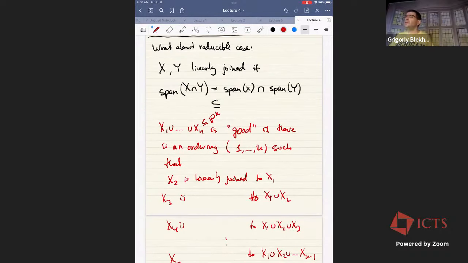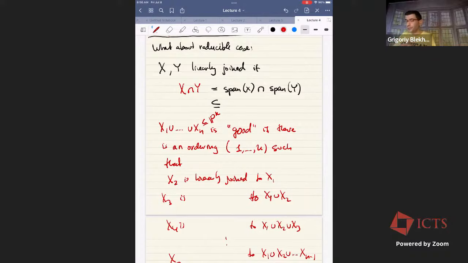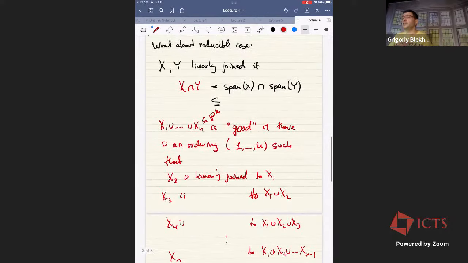Actually, wait, hold on. I feel like I stated something incorrect. The linear join is stronger than that. Sorry, I realized. It's not that the span of X intersect Y, it's just X intersect Y. So you really need to join them along linear spaces. Sorry, that was my fault. So you really glue them along linear spaces. So X intersect Y is span X intersect span Y. So these are varieties glued along linear spaces.